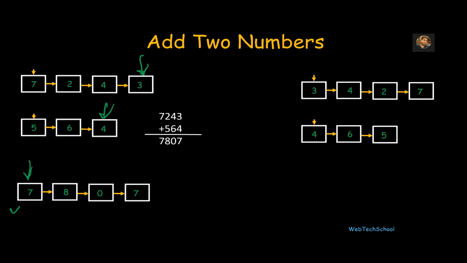So we start adding the digits, like 3 and 4 are 7. Then whenever the sum of two digits becomes more than 9, we take a carry to the next element, right? So we need two variables. One is sum and another is carry. Both we initialize to 0. Let's now start the addition process.